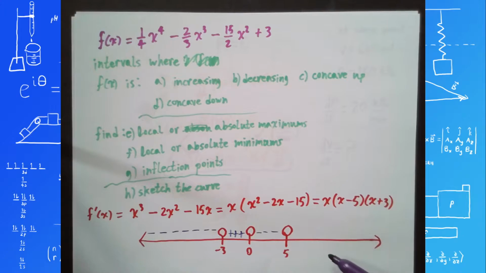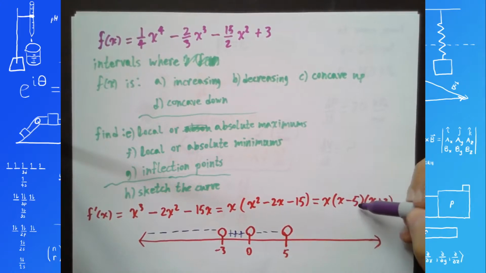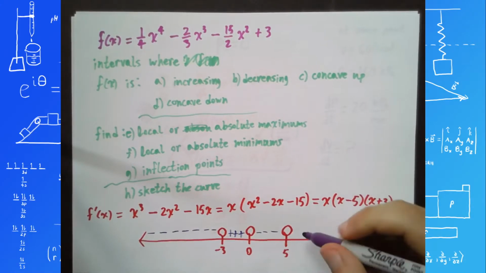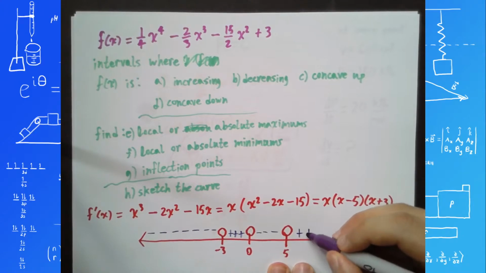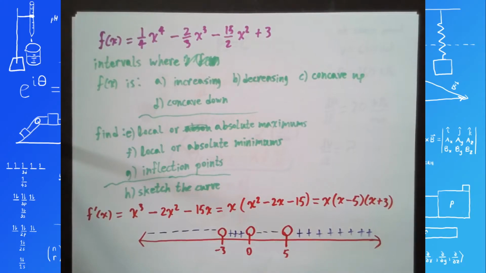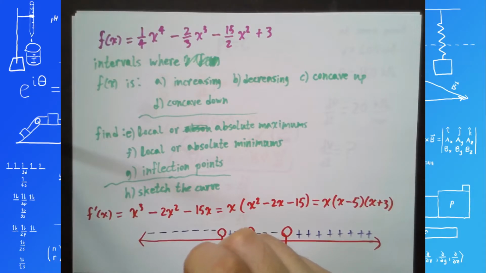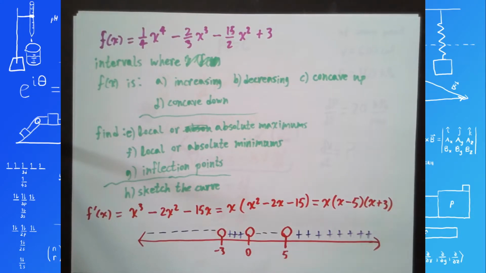Alright, then pick something past 5, let's say 6. 6 is positive, times 6 minus 5 is positive, times 6 plus 3 is positive. So positive times positive is positive. So we have now determined that f prime of x is negative for x less than -3 and for x between 0 and 5, and positive everywhere else. So now we can actually do parts A and B pretty easily.